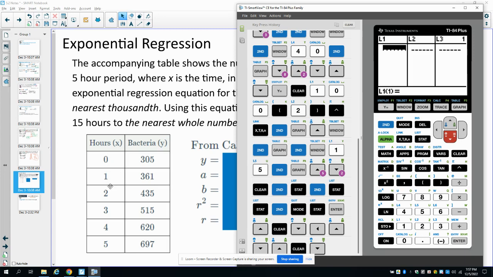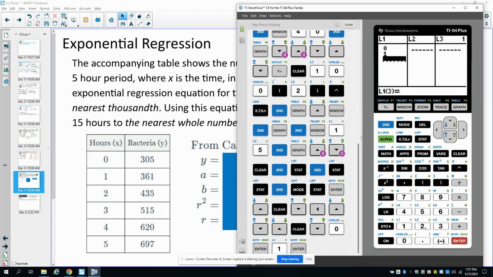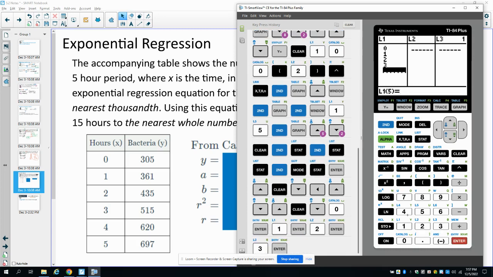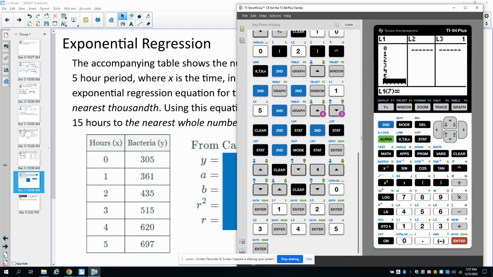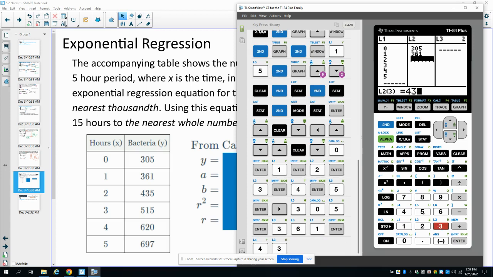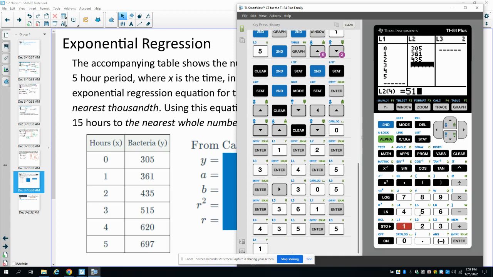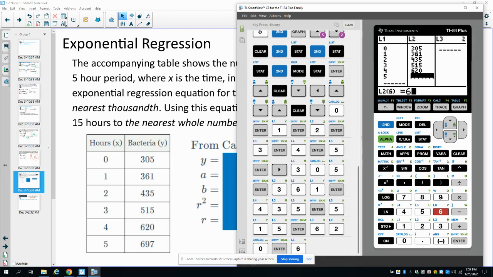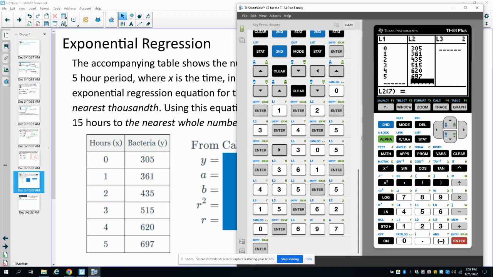We're going to type all of these numbers into our X: 0, 1, 2, 3, 4, and 5. Then you're going to arrow over to list 2 and type in all the bacteria. Type in 305, push enter, 361, enter, 435, enter, 515, enter, 620, enter, and then 697 and enter. Then double check that you typed everything in correctly, because if your data is wrong, your equation is going to be wrong.